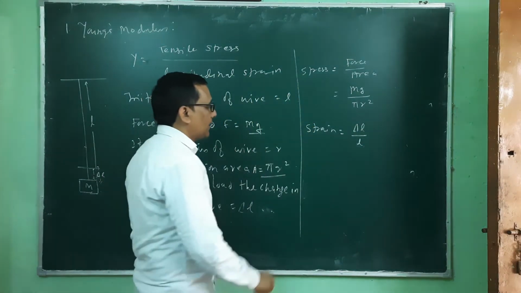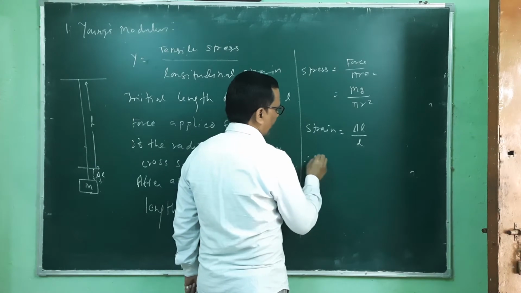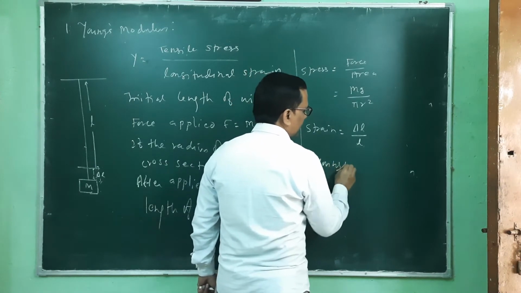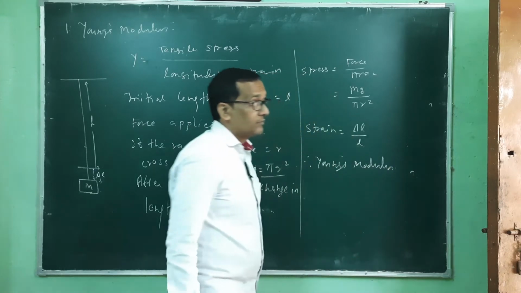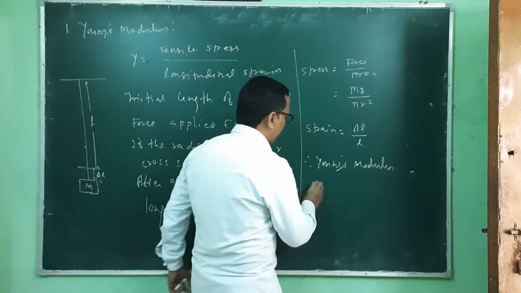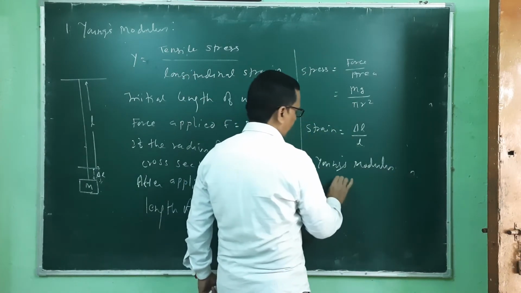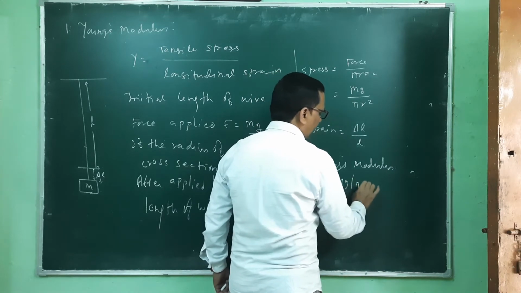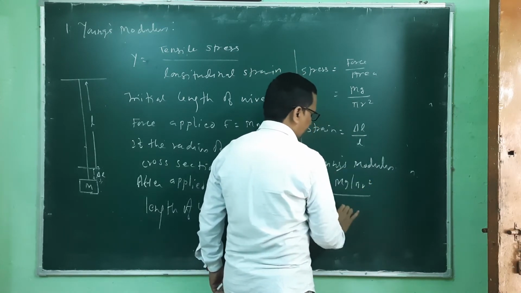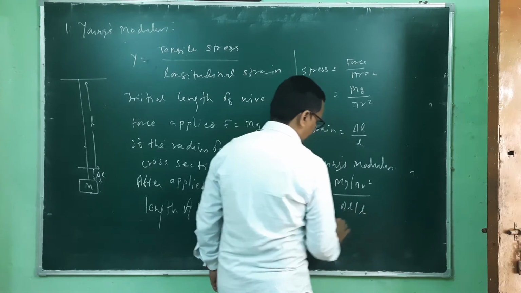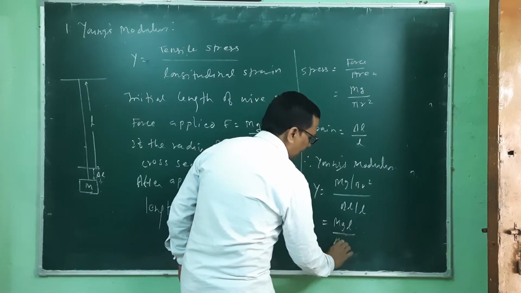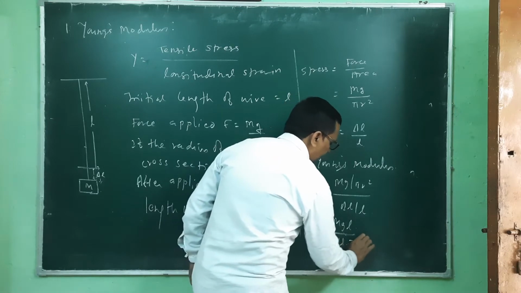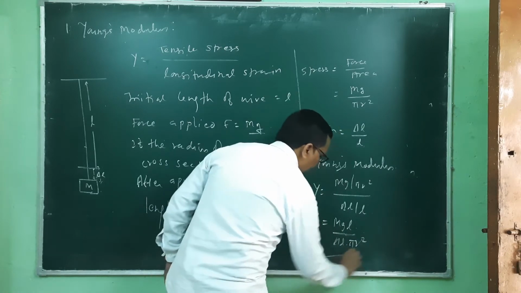So the Young's modulus Y is equal to the force mg by pi R square, divided by delta L upon L. So this is mg L upon delta L multiplied by pi R square. This is Young's modulus.